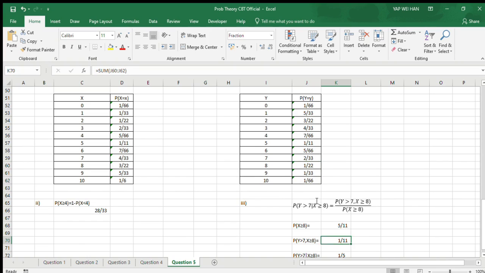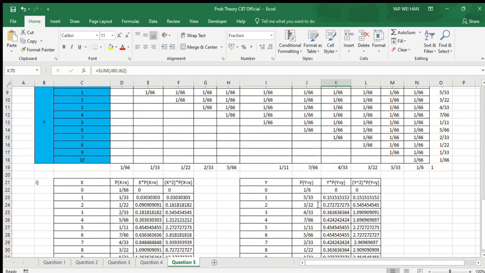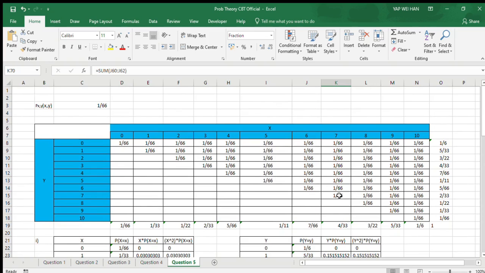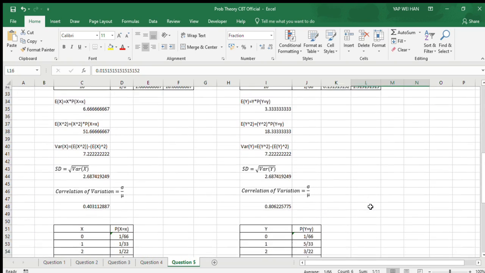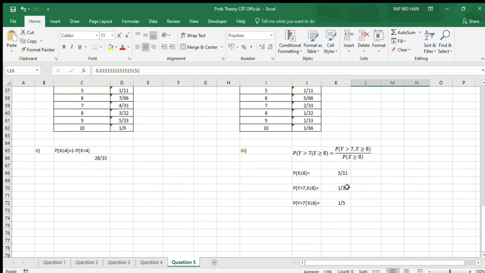But there is actually another way of looking at it. Let me show you. So the probability of Y larger than 7, 7 is not included, and then the probability of X larger or equal to 8, so 8 is included. So it's everything here, everything that I have highlighted. There are 1, 2, 3, 4, 5, 6. So 6 over 66 gives 1 over 11. Is it the same as what we did? Yes, it's the same.